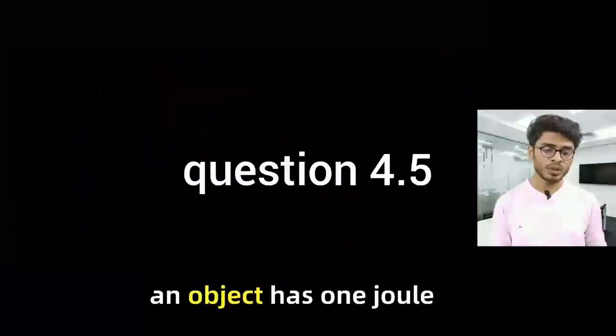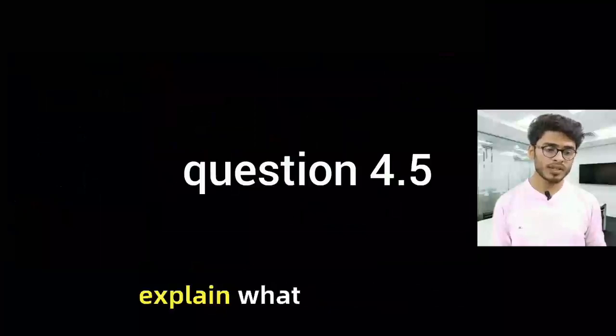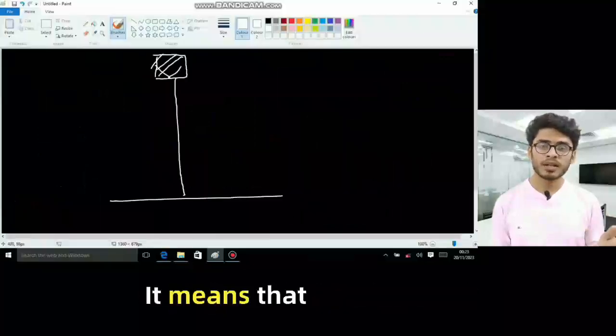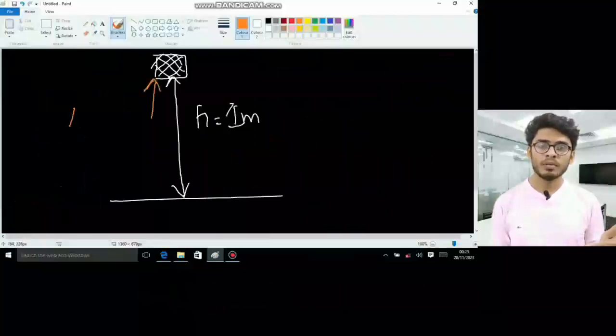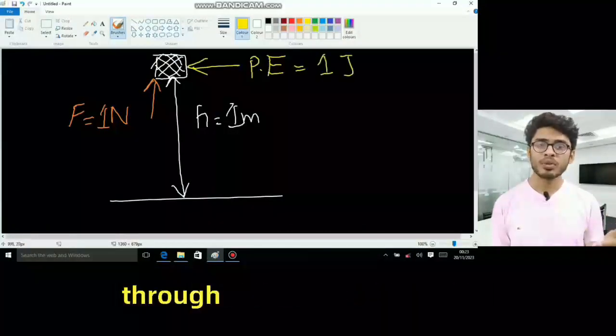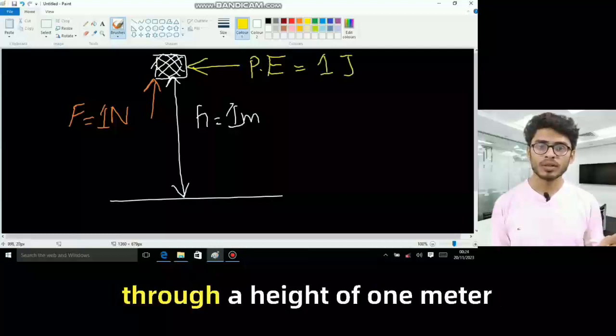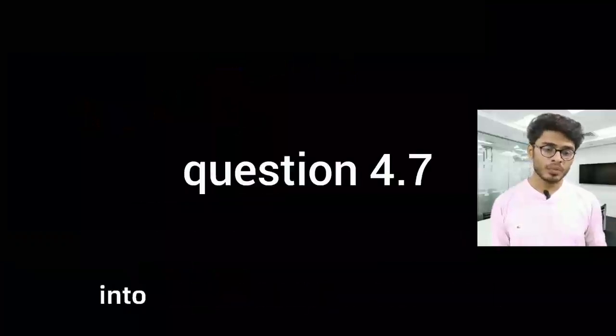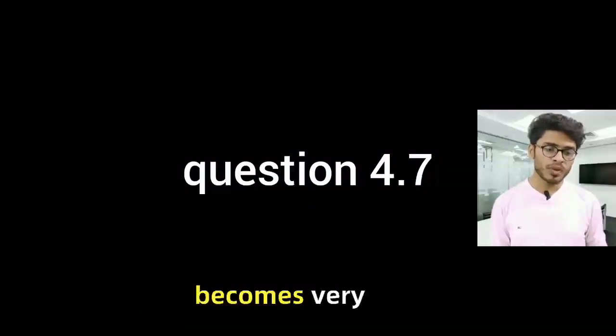An object has 1 joule of potential energy. Explain what it means. It means that work is done by a force of 1 Newton which has lifted the object through a height of 1 meter. When a rocket enters the atmosphere, its nose cone becomes very hot.